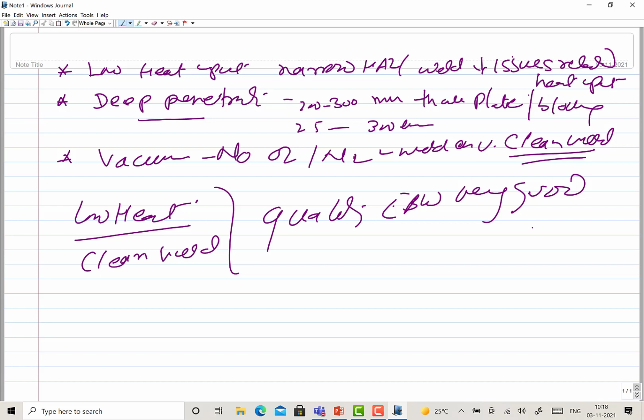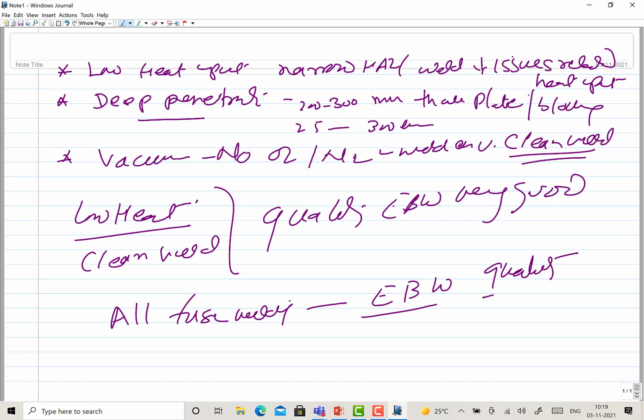But among all kinds of welding processes, among all fusion welding processes, probably electron beam welding is the best one in terms of the quality, in terms of the heat that needs to be supplied, and in terms of the cleanliness of the weld.